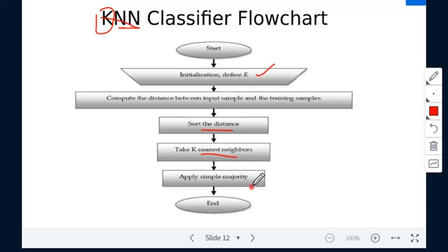Next, we will assign a class to the test point or the test data based on the most frequent class of these rows, that is by applying a voting method. Once that is done, the class having the majority votes is the class that the test record belongs to, and then the classifier will end.